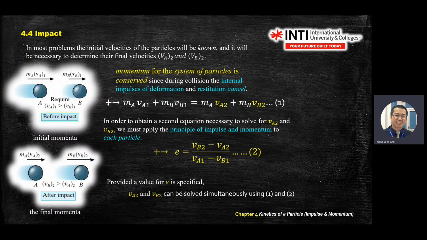Okay. So then you rewrite the conservation equation plus the coefficient of restitution just now, 1 and 2. Then you can see. Either the question gives you this one, and then you can find the velocity between A and B. Then you substitute back here. Then you find the answer. Right?